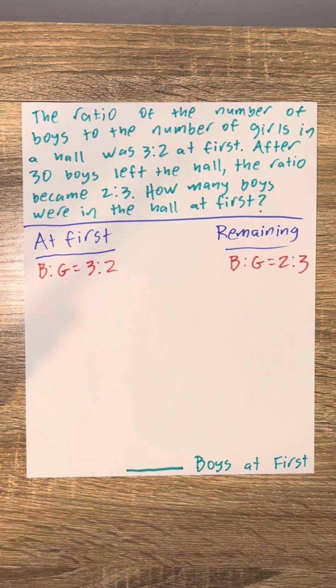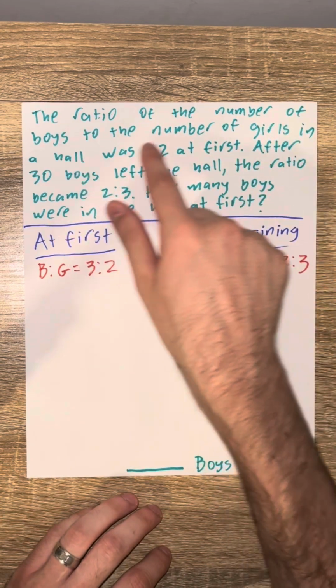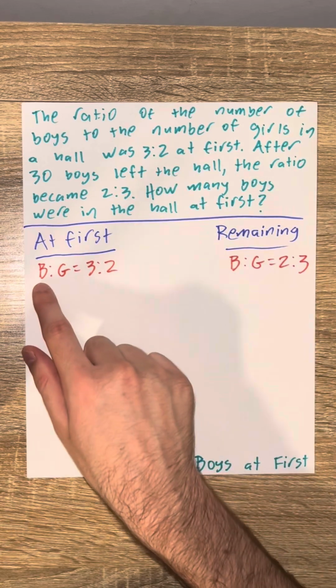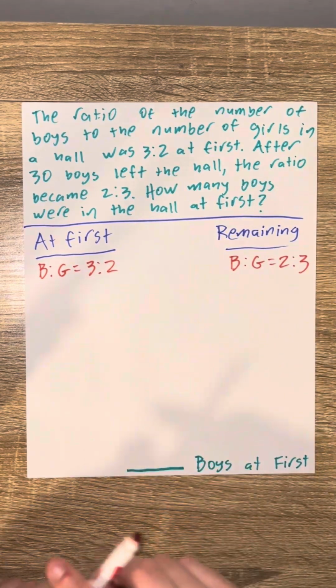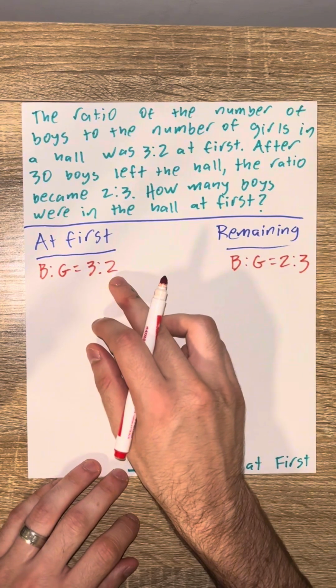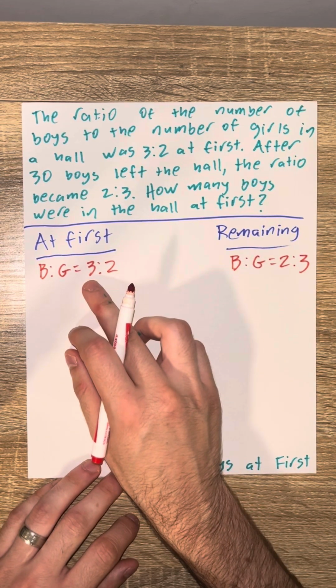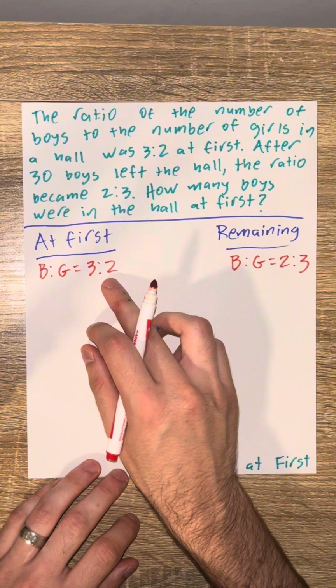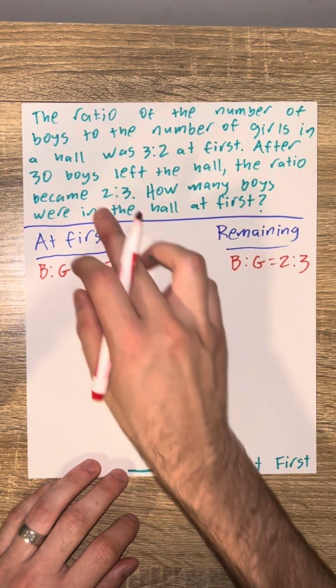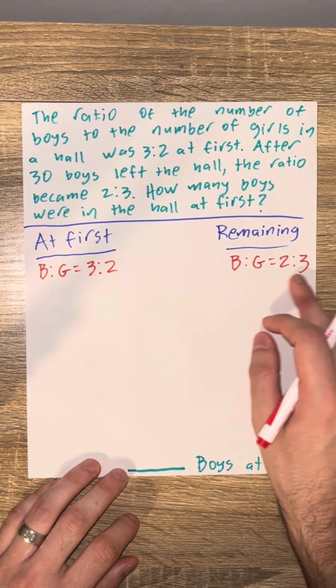All right, so we know that the ratio of the number of boys to the number of girls in a hall at first was 3:2. So I've done boys to girls equals 3:2. So this means for every 3 boys, there are 2 girls. Like for example, if there were 30 boys, 3 times 10, we'll have 20 girls, or 2 times 10. Now, obviously, we need more than 30 boys at first because after 30 have left, the ratio becomes 2:3.